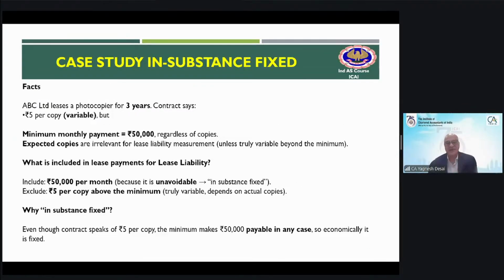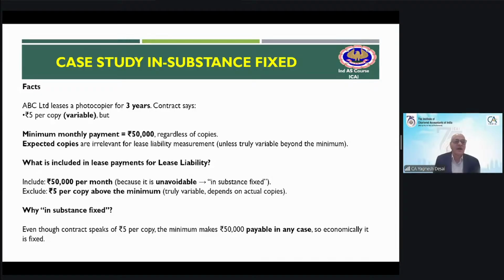Now, sir, here is a small example of, once again, in substance fixed. Because when the Institute published today's session, one of my participants called me up. He knows me. He says, sir, give one more example, give a few examples of in substance fixed. So here is one more example of in substance fixed. Thank you, Samir. Samir, I hope you're listening to this, you're viewing this.